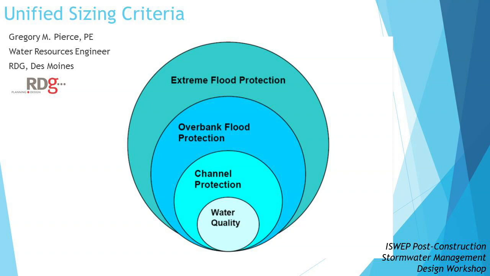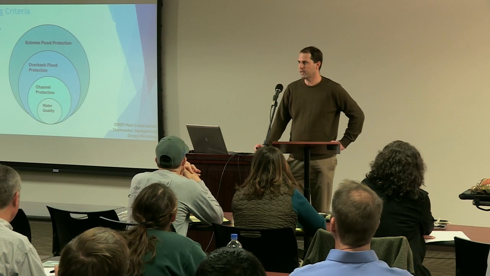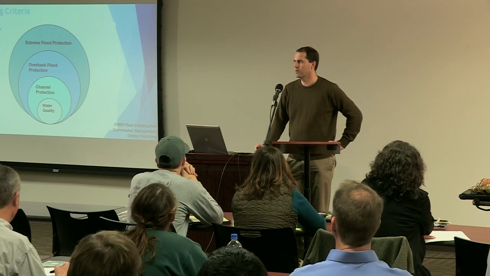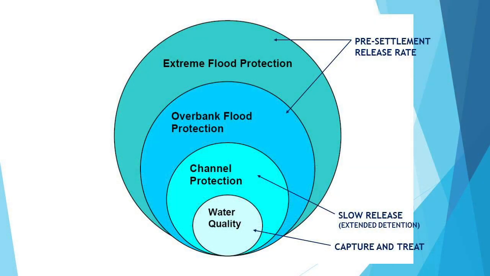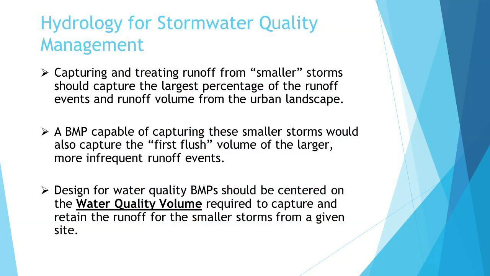So the unified sizing criteria, really in the past, I'm not as familiar with the practices in eastern Iowa, but I know in central Iowa, a lot of our focus on stormwater management over the last 20 or 30 years has simply been large storm flood mitigation. Looking at that 100-year storm, throttling it down to maybe a 5-year release rate or a 10-year release rate or a 2-year release rate based on existing conditions.